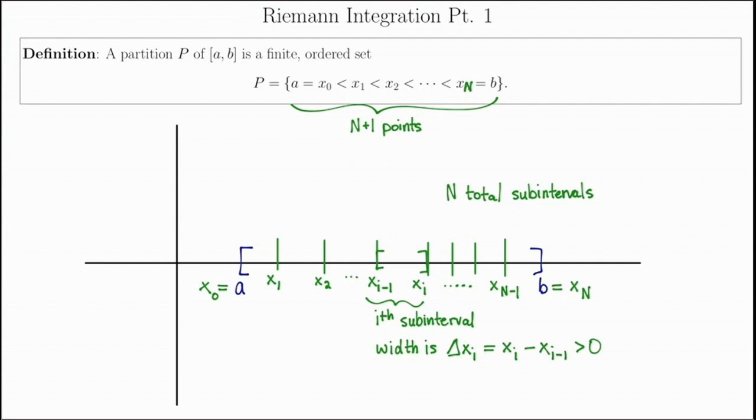You could have 3 points, which would give you 2 subintervals from a to some central point, and from that central point to b. You could have 1,000 points, etc. But you don't want to imagine a partition as increasingly chopped up. So whenever you think of a partition, think of a finite chopping up of the domain from a to b.